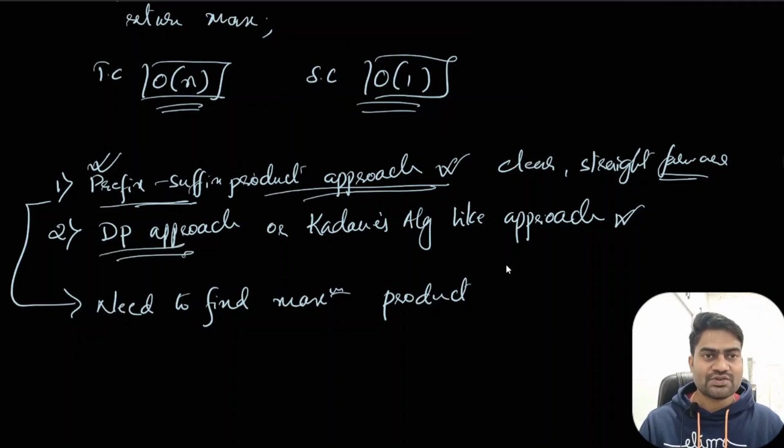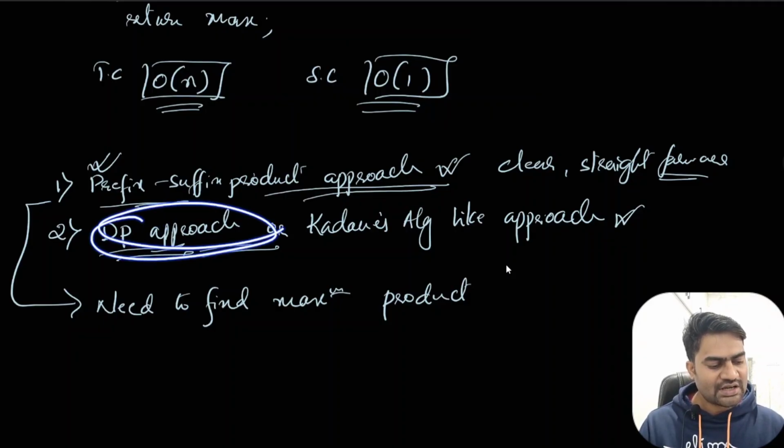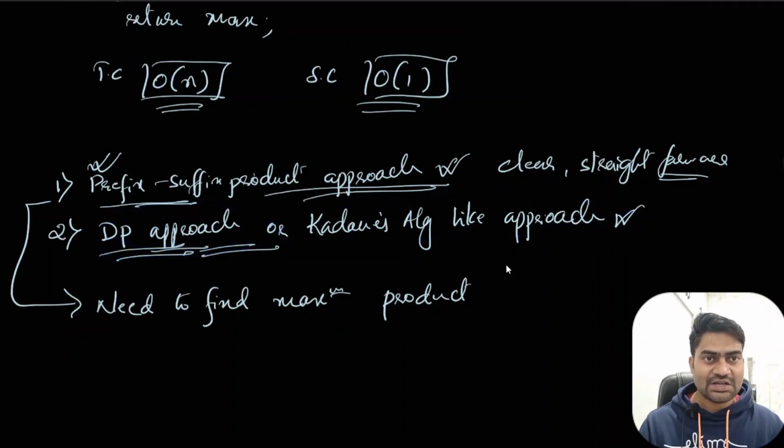But in the second approach, you can find when the subarray starts contributing to the maximum product. So we can see that maybe in a minute from now. So basically the second approach, we will prefer whenever there is a follow-up question of also finding the subarray which contributes to the maximum product. That time we go ahead and use this particular DP or Kadane's algorithm like approach.